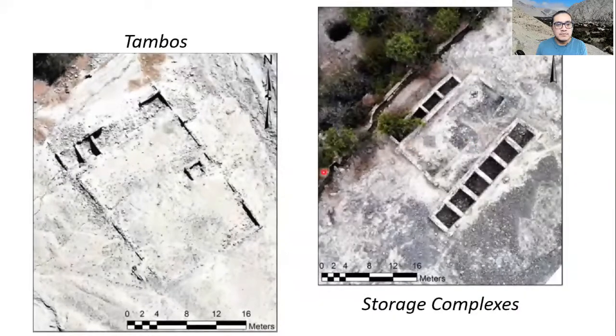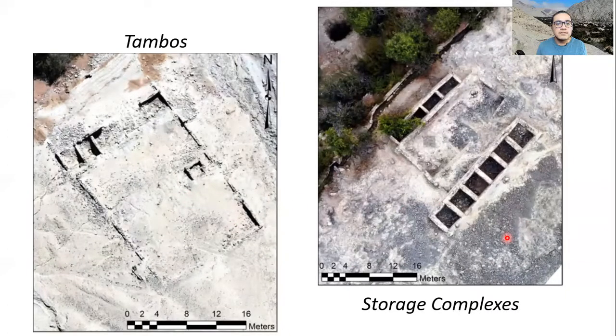Then we have tambos. By tambos, I refer to these enclosed buildings located close to the Inca Road. They have a unique entrance to an open space or plaza that is surrounded by square rooms and storages. They were probably outposts for Inca officials or caravans that transported products.